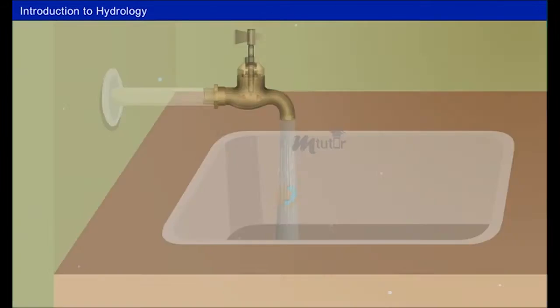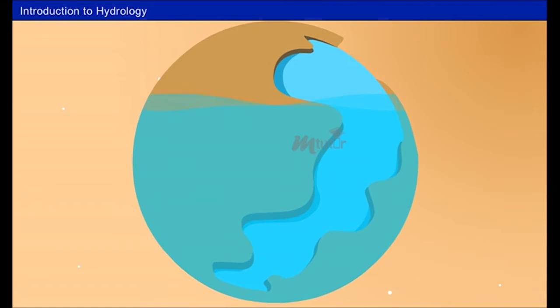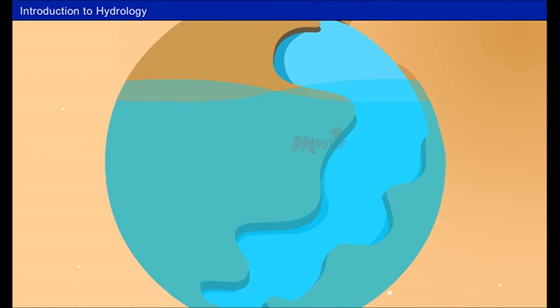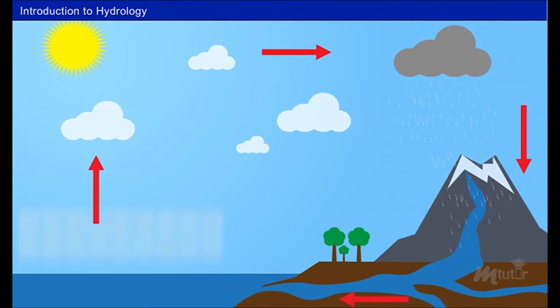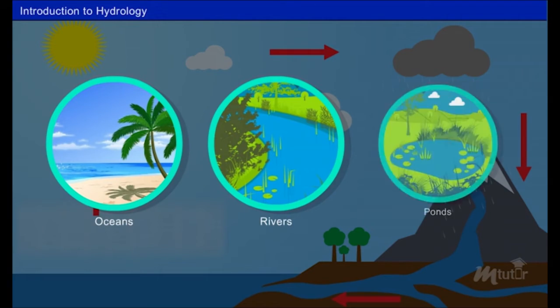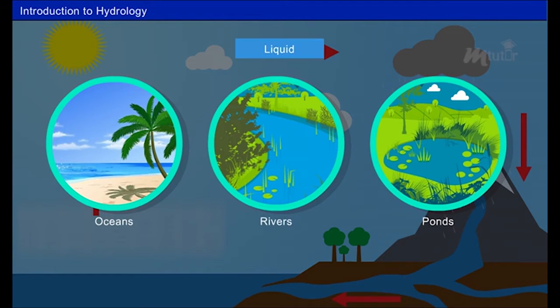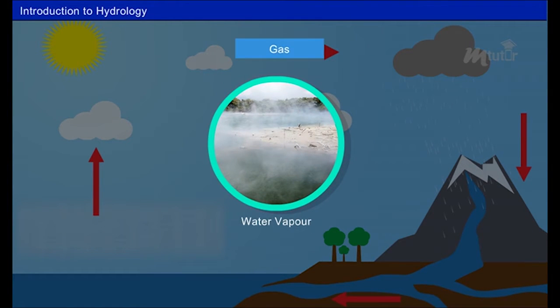At present, 2/3 of the Earth's area is covered by water. But it's neither created nor destroyed. It circulates around the Earth in several forms, that is, oceans, rivers, ponds in the form of liquid, glaciers, ice cubes in solid form, and water vapor in gaseous form.